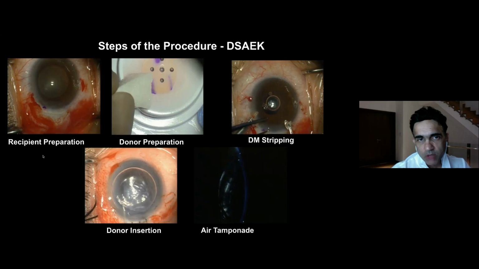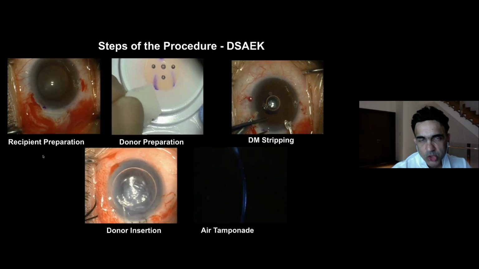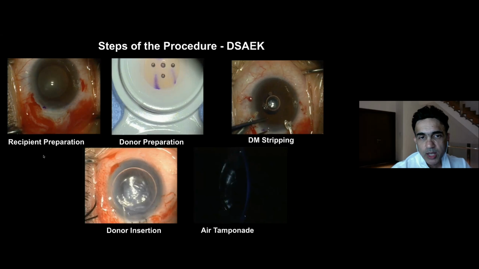Typically, a lot of eye banks now go to pre-cut tissue. If you don't have pre-cut tissue, then of course you have to prepare the tissue yourself with an ALTK system. It is of course possible to do this with a manual technique where you do a thin lamellar dissection.